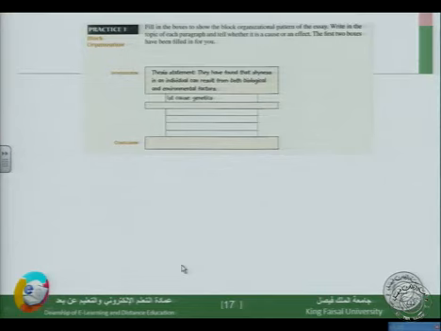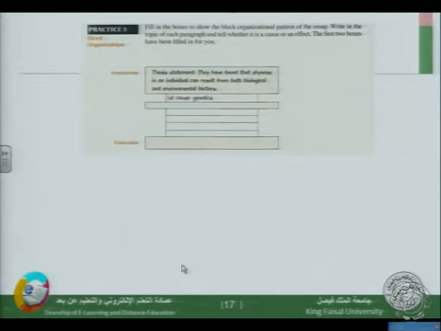Fill in the box to show the block organization pattern of the essay. Write in the topic of each paragraph and tell whether it's cause or effect. The first 2 boxes have been filled in for you. This statement هذه طبعا related to just what we have done. هذه متعلقة بالسلايد اللي أخذناه قبل شوي.